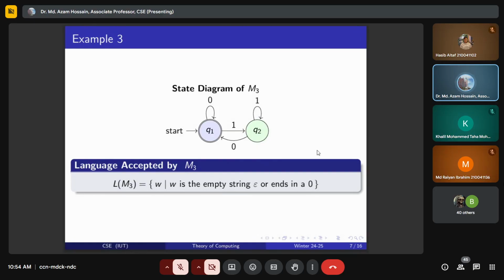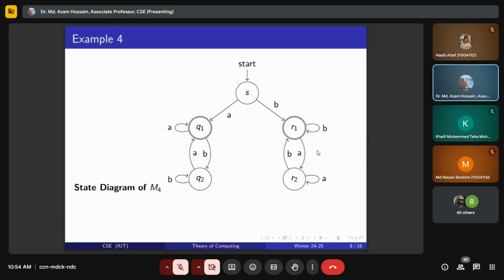All right, let's try the next machine. Now the machine gets a bit complicated and it has 5 states: S, Q1, R1, Q2, R2. How many symbols are there? What are the symbols or alphabet of this machine? A and B. Very good. Thank you very much. So now try to dissect what the language for this machine is.